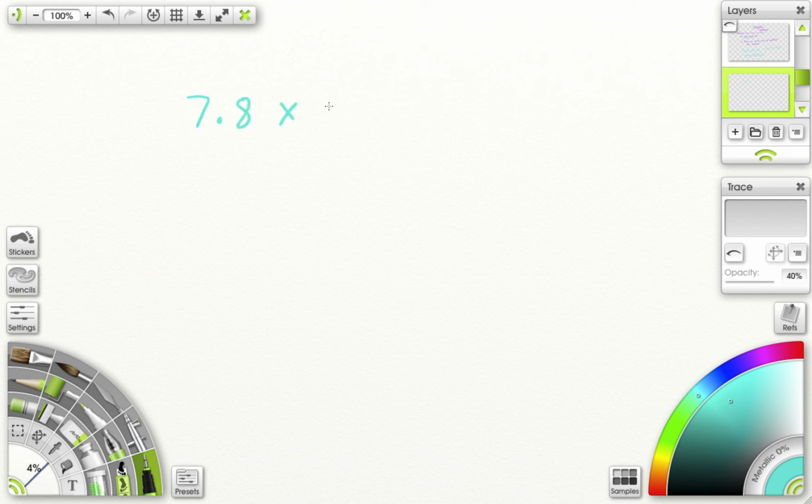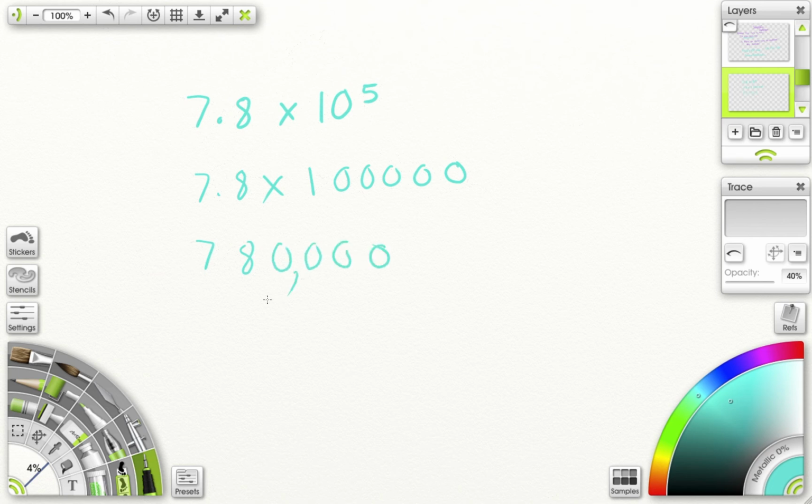7.8 times 10 to the power of 5. 7.8 times 10 to the power of 5 is 1, 1, 2, 3, 4, 5. It equals 7, 8, 1, 2, 3, 4. Equals 780,000.